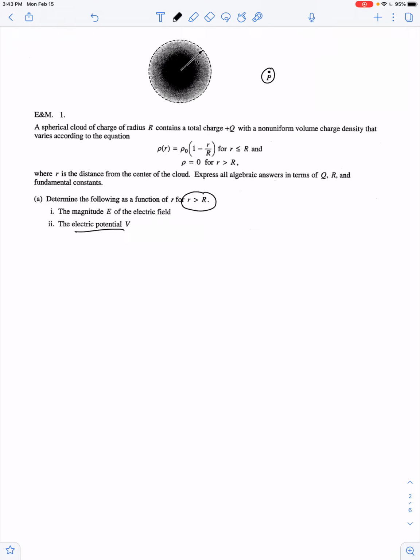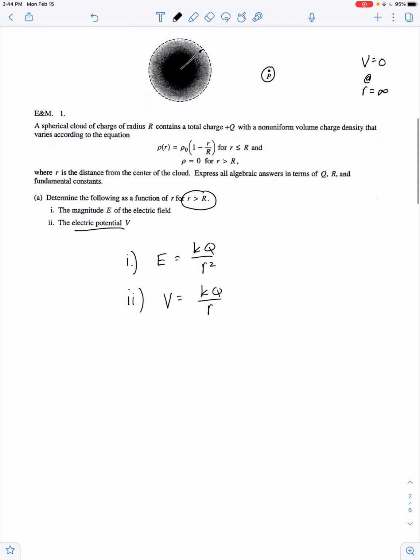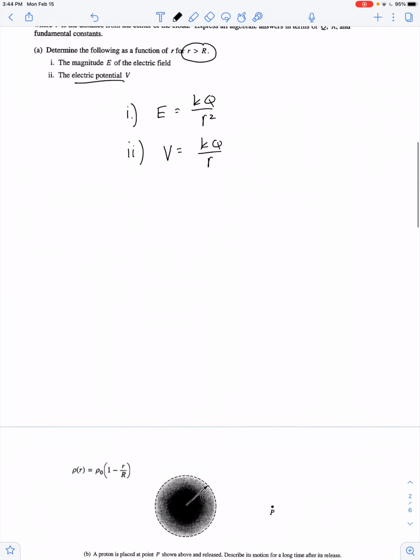In the end, at points outside, the electric field is just kQ over r squared. And the electric potential is just kQ over r. And this is all assuming that potential is equal to 0 at r equals infinity, and I don't think the problem said otherwise, so that's always the safe assumption. Okay, fortunately part A was easy enough.